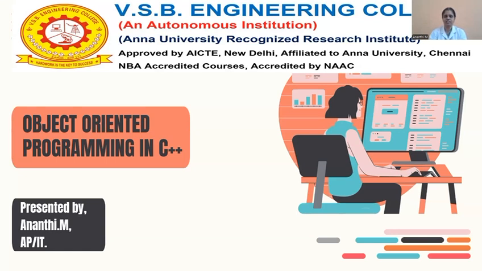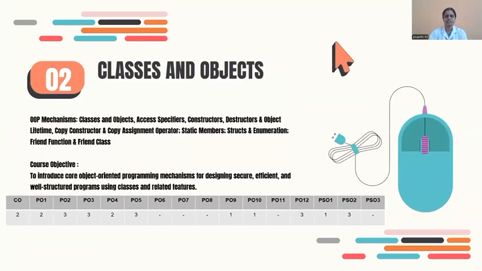So in the previous video, we discussed Unit 1, which is the foundations of C++. In that, we saw the basic concepts of C++ and how to write a C++ program. So let's go into the second unit. The second unit deals with classes and objects, and these are the topics which we are going to discuss in this unit.